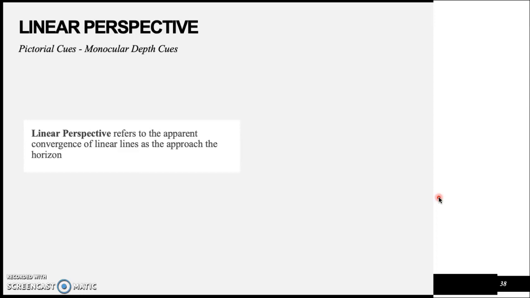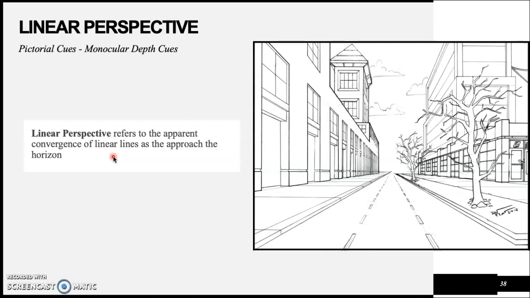So let's start with linear perspective. And that's what I was talking about with the river before. It's the apparent convergence of linear lines as they approach the horizon. So in this image you can see a road would be parallel, but you'll see in this image they seem to converge or come together towards the horizon here. And it's not just on the road. You'll notice that with the building, everything is coming to this one point on the horizon.